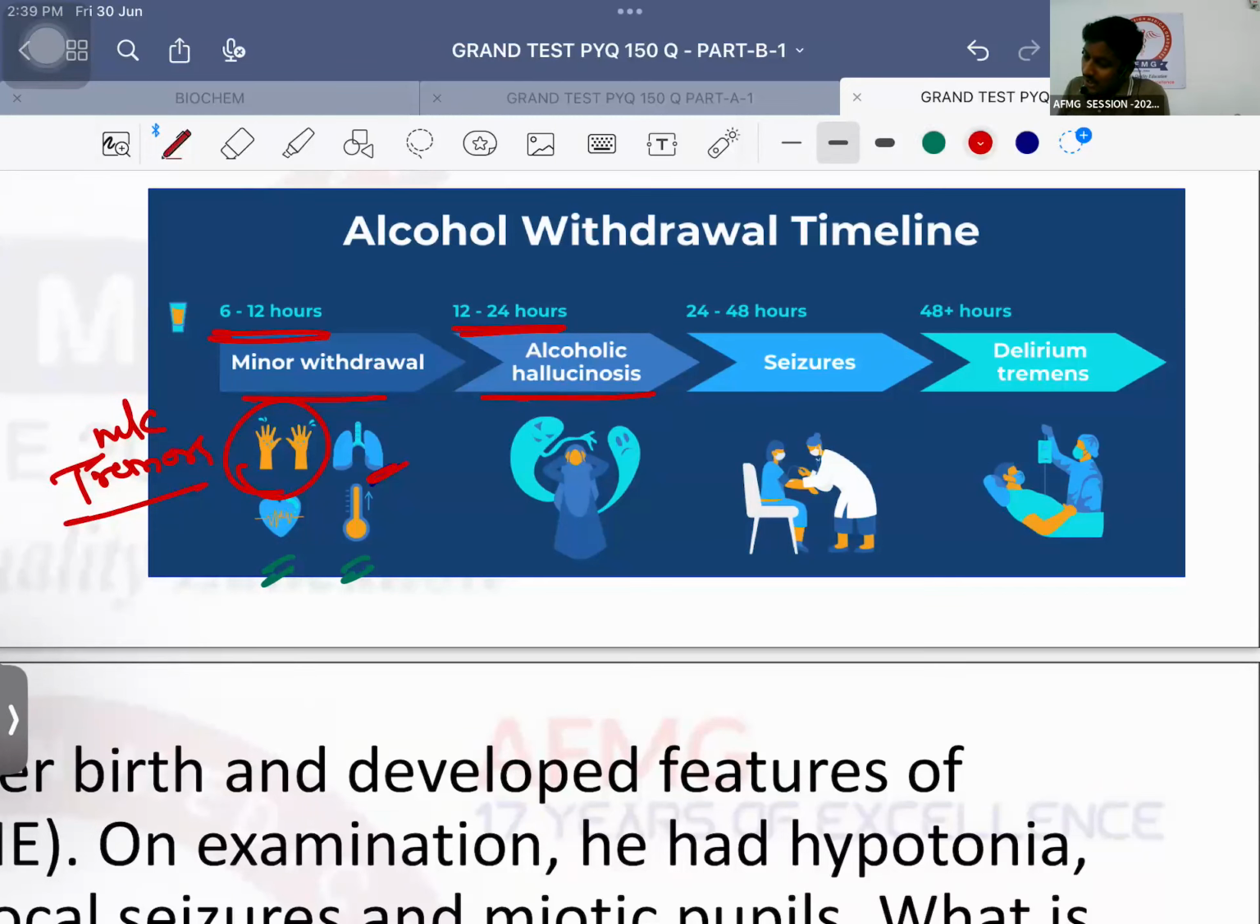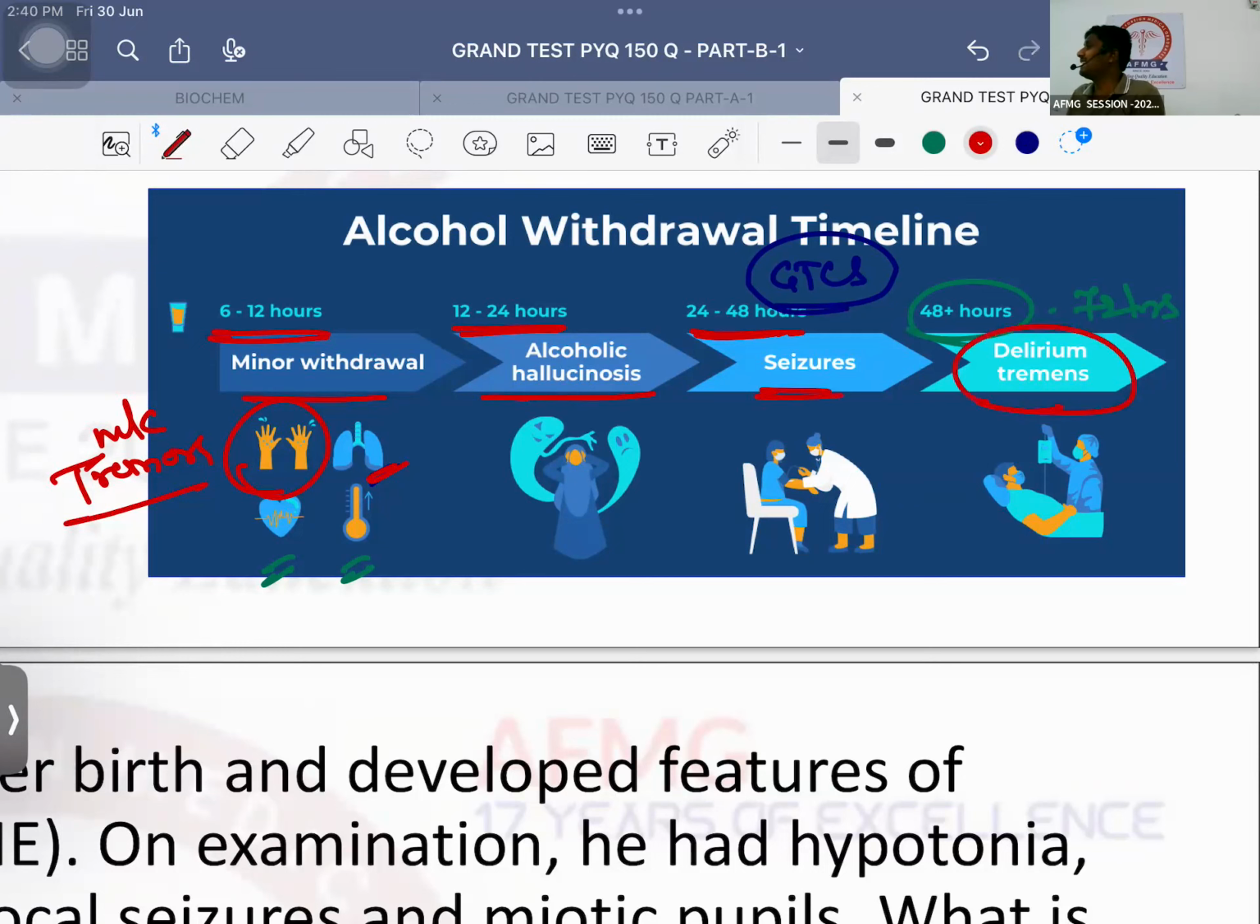That he knows. Then definitely after 24 to 48 hours of the last intake, now the patient will land up into alcoholic withdrawal seizures. तो withdrawal seizures होंगे. कौन से seizures होते हैं patient में? GTCS, that is generalized tonic-clonic seizures will occur in the patient. ठीक है? And lastly, after 48 to 72 hours of last intake, the patient will land up into delirium tremens, which is the most severe form of alcohol withdrawal.